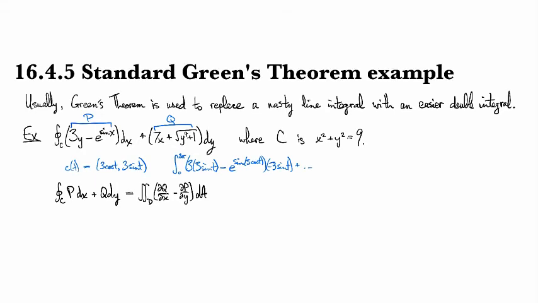So then we have, this is over the disk now. This is going to be from 0 to 2 pi, and I'm going to set it up in polar, so r from 0 to 3. And then we have, the partial of Q with respect to x is 7, and the partial of P with respect to y is 3. And then, that's r dr d theta.